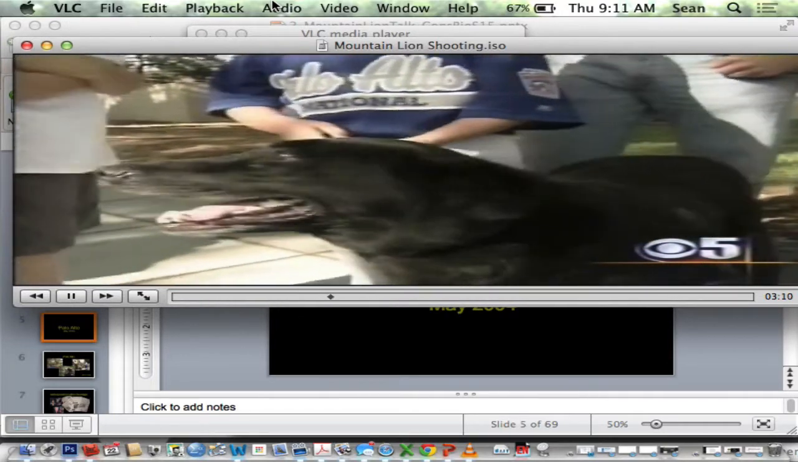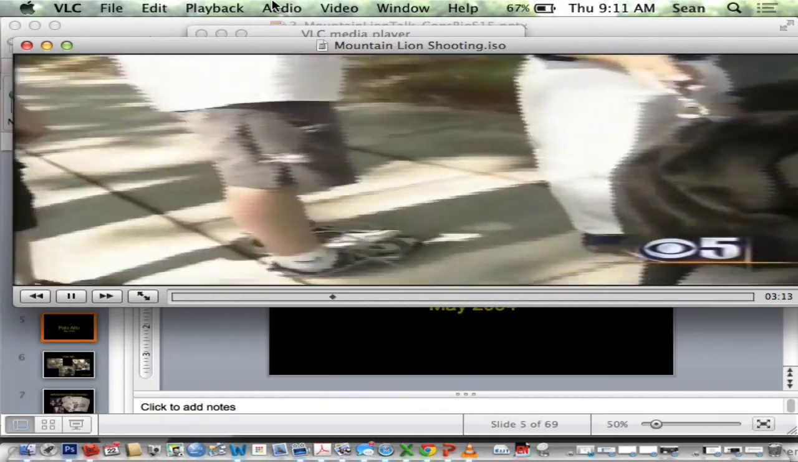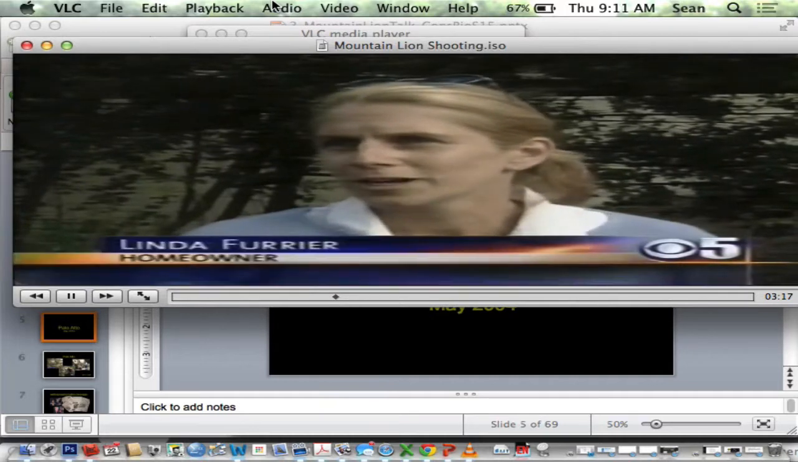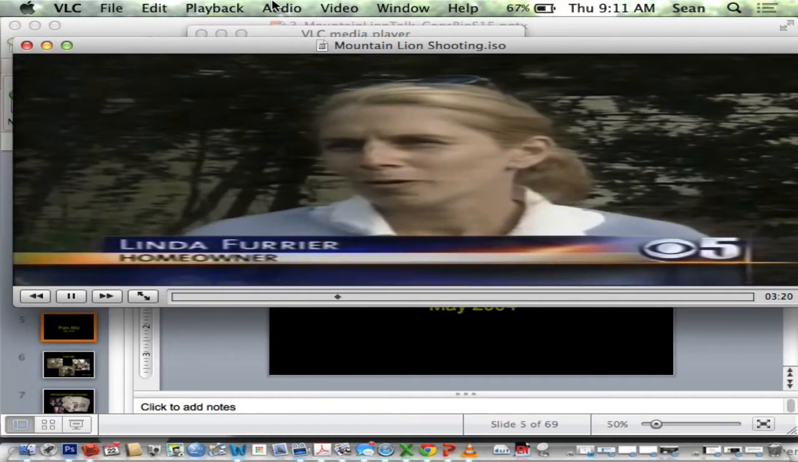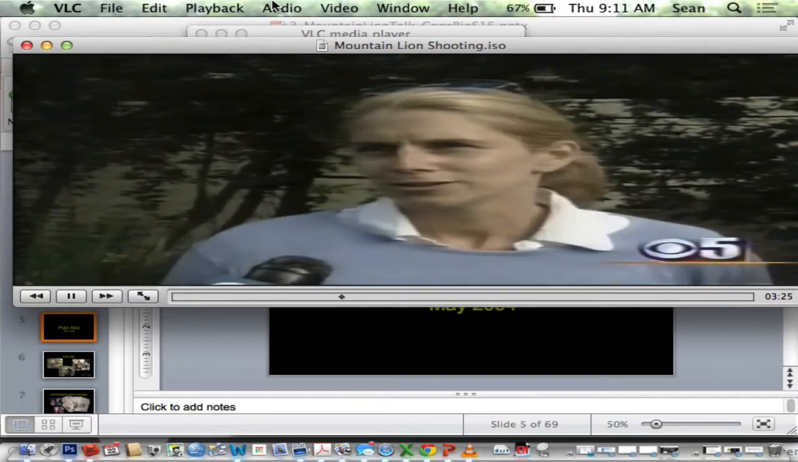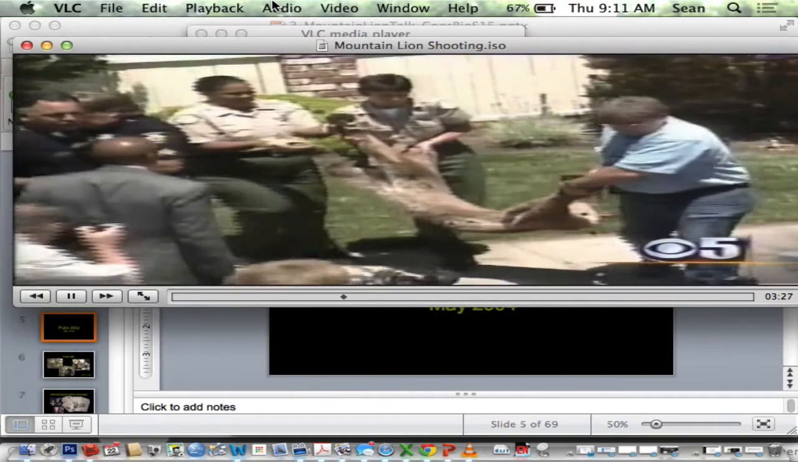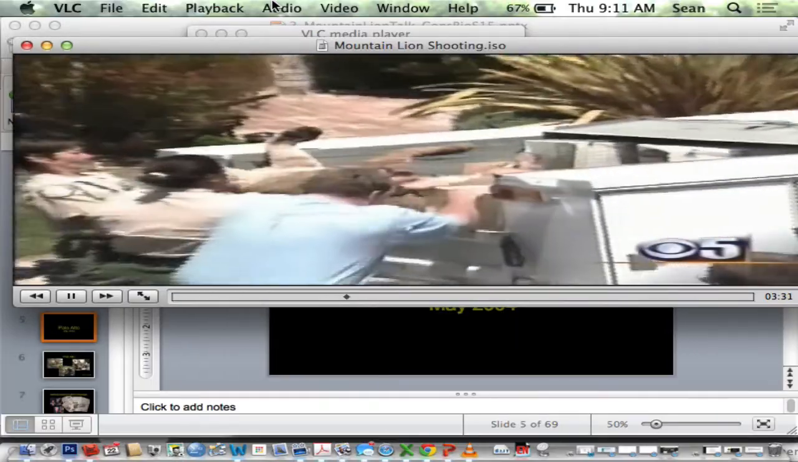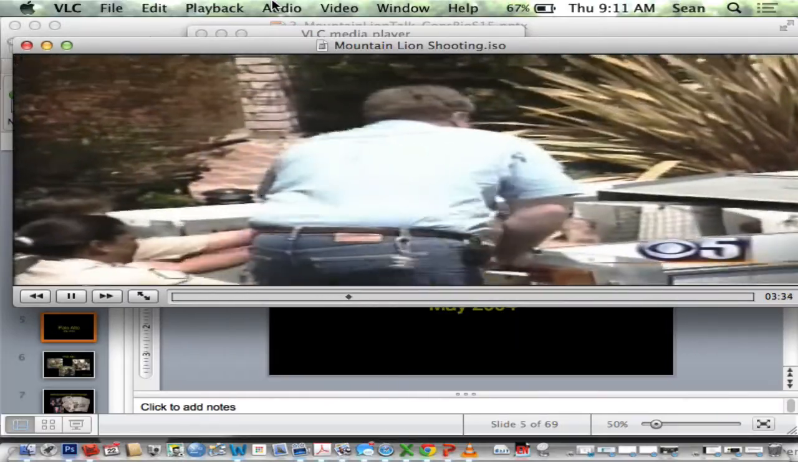Linda Furrier's dog chased the mountain lion up the tree, while Linda's 2-year-old child played in the backyard. It is a pity to lose a beautiful animal, but how would we have felt had that animal attacked a child? The body and stomach contents of the 110-pound male mountain lion will be examined tomorrow for clues as to why it came into a residential neighborhood.